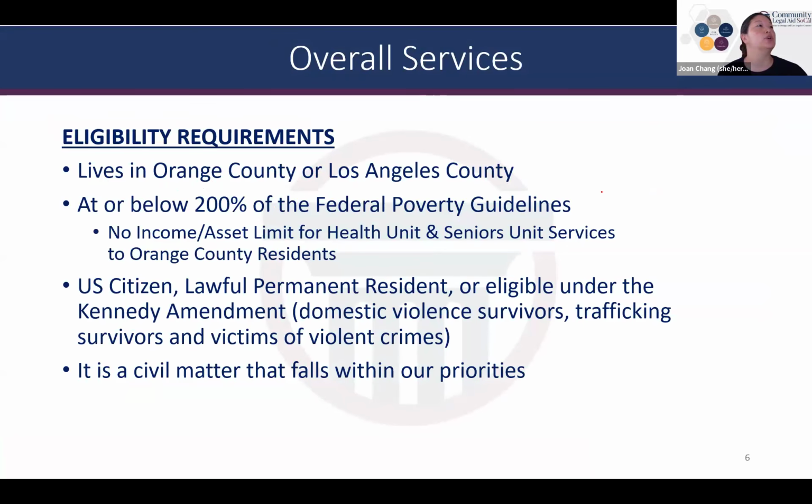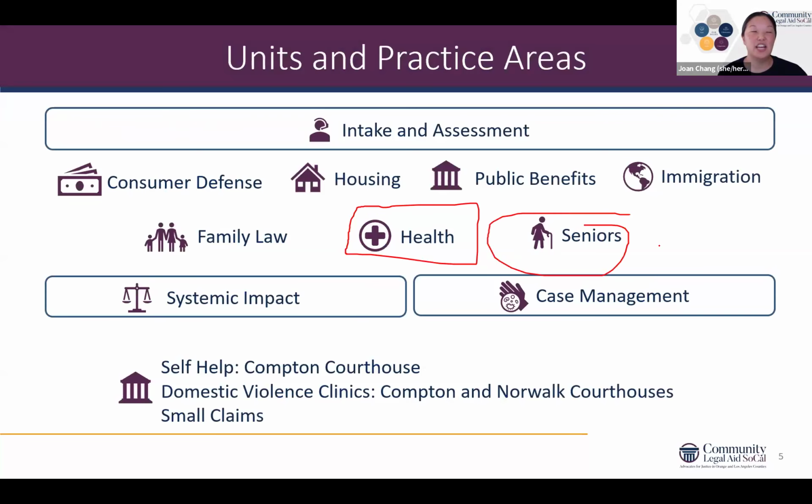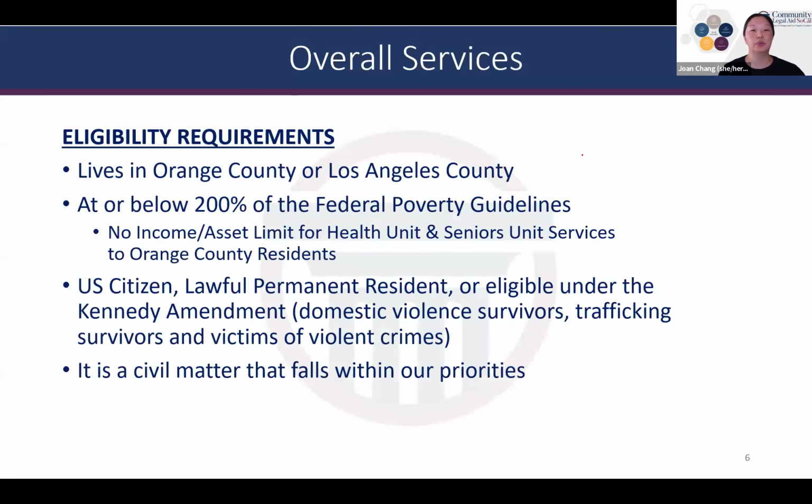For health unit services, let me go back here. Health and seniors, we do not have an income or an asset cap or property cap. So for these other services, if you are over income or over asset, you may not be eligible for our office's services. But for health unit services and senior unit services, and seniors is considered 60 plus, we will still ask about your income and your property and your assets, but it doesn't matter how little or as much as you have. If you've qualified for our services for the other requirements, you're good to go. But these are some of the eligibility requirements for our other services, non-health, non-senior.